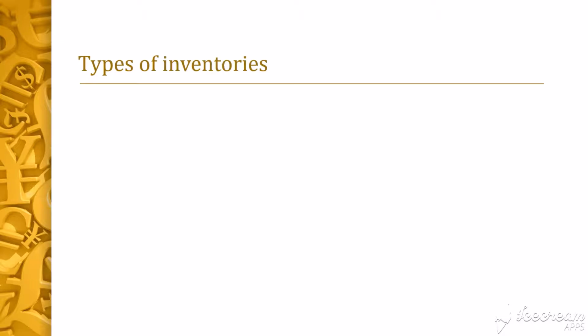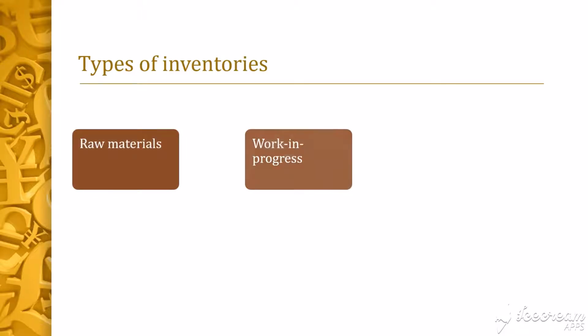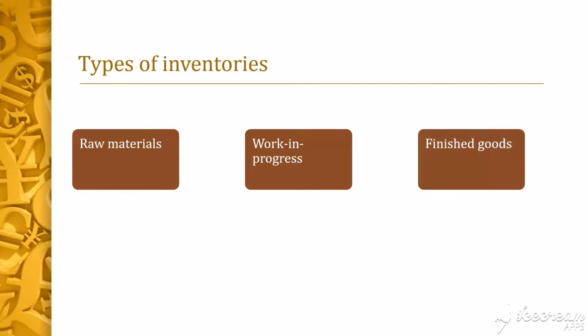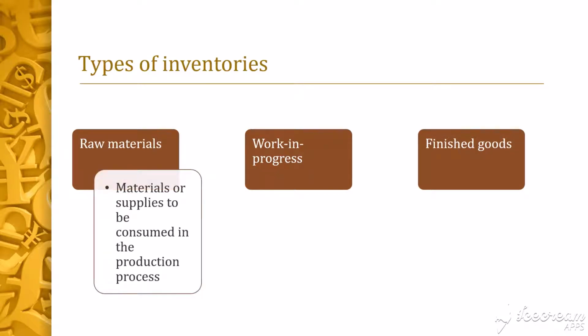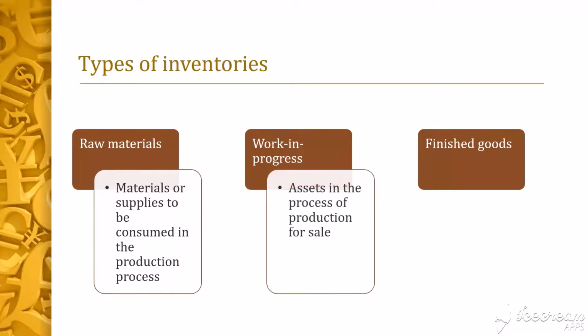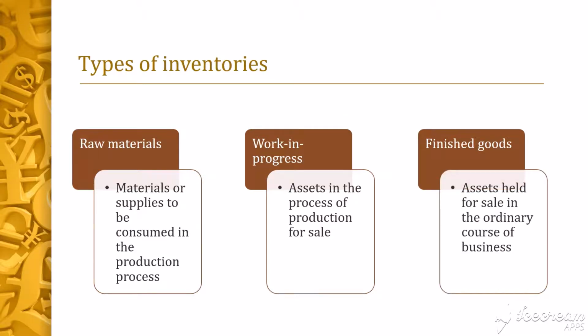Before we learn how to prepare the cost of goods manufactured statement, I need you to recap the three types of inventory held by a manufacturing company as covered in the video on FRS 2 inventories. They are the raw materials, work in progress, and finished goods. Raw materials are materials or supplies to be consumed in the production process. Work in progress are assets in the process of production for sales. Finished goods are assets held for sale in the ordinary course of business.